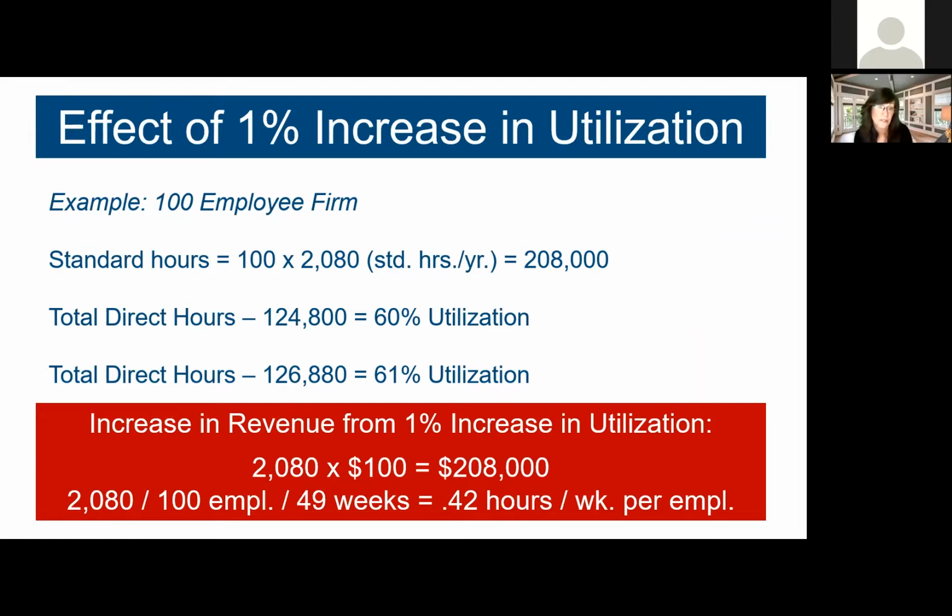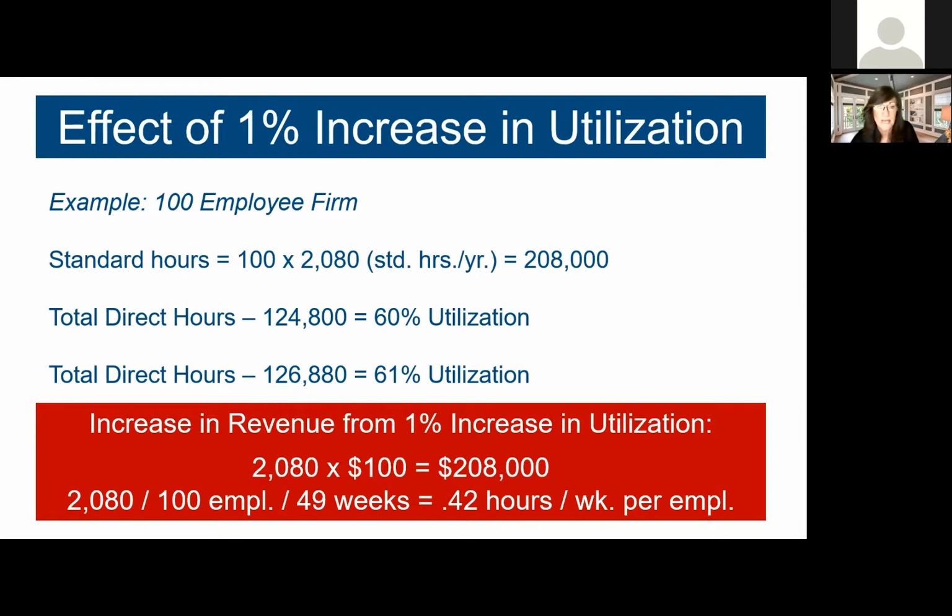If you're much smaller than that, you can do the math that way. If you're much larger than that, you can do the math. These numbers work out. The reason I pick 100 is an easy number to use because it's divisible by 10. So your standard hours would be 100 employees times 2,080, which is 208,000 standard hours in a year. In one whole year, if your 100 employees worked every hour billable, they would have 208,000 billable hours.